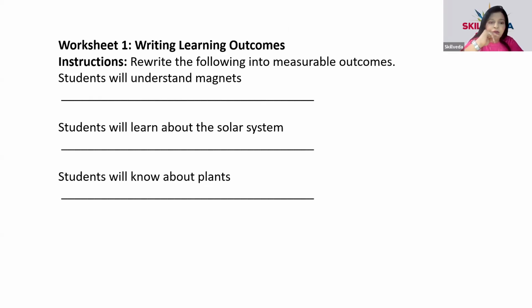For magnets, North Pole, South Pole. Yeah, students will learn about the poles of the magnet. For the solar system, identify the planets, which are near to the sun, which are farther to the sun.